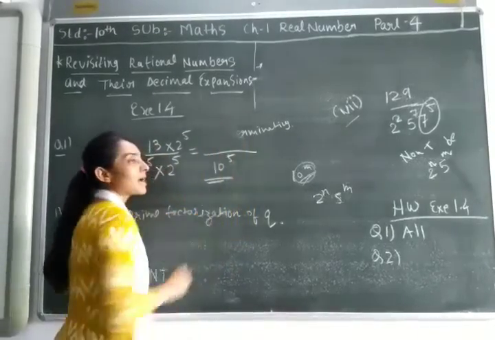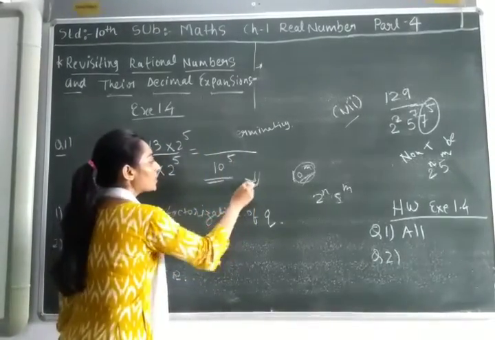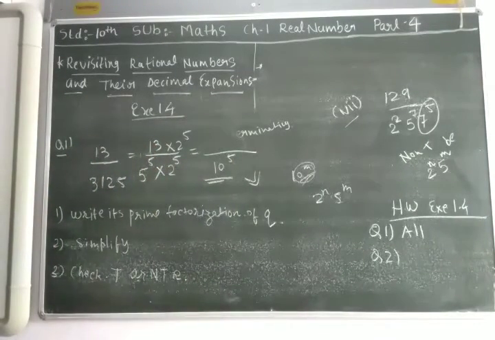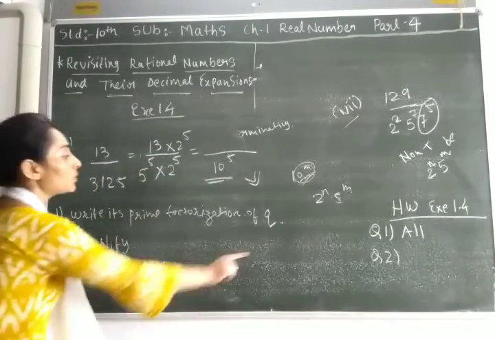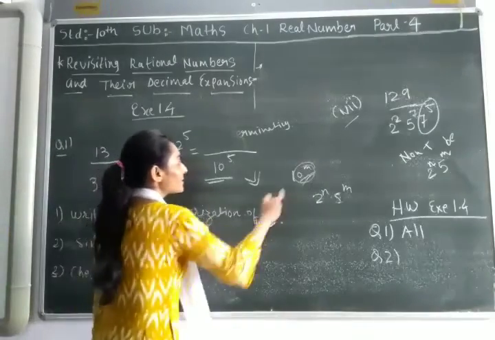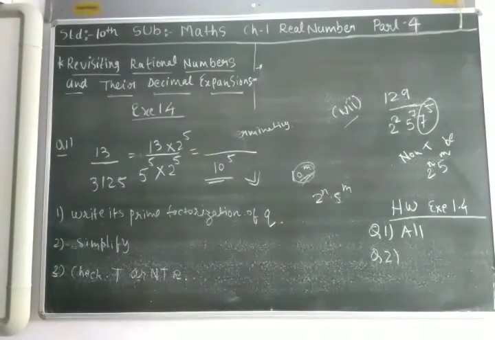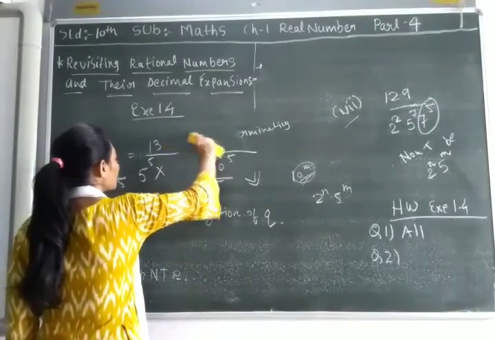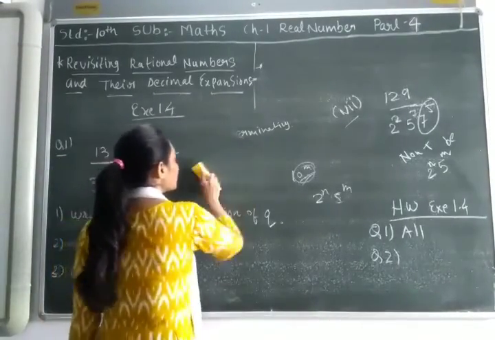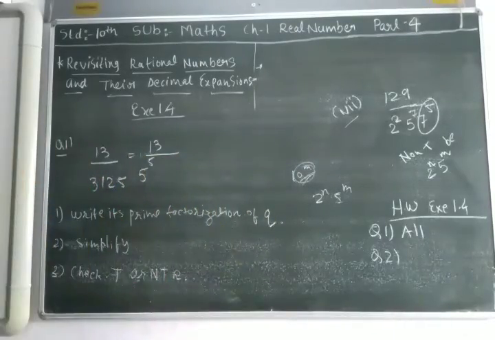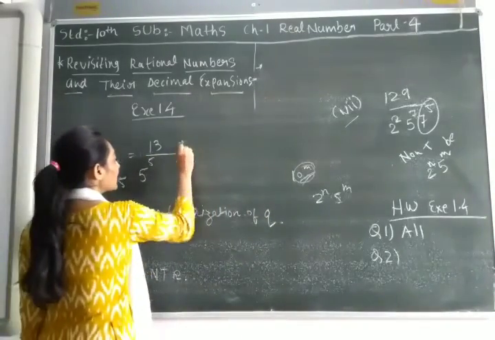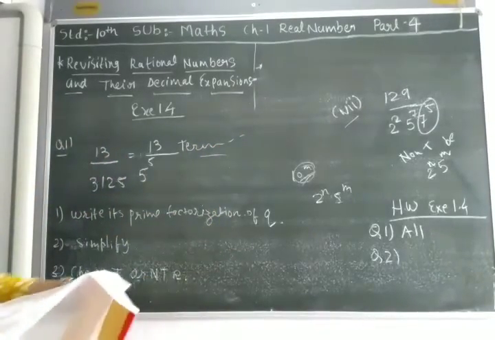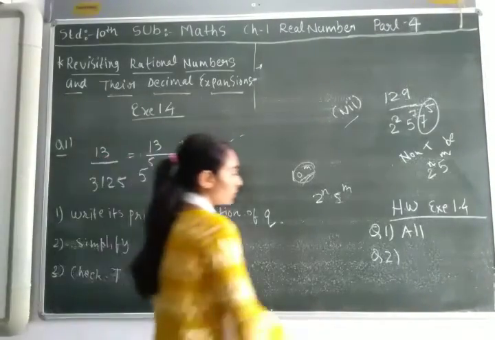Now multiply these things, and whatever answer comes, you have to put a decimal point. That is its decimal expansion. So in question number 2, you have to solve this way. In the first question there is no need to write these things. After the prime factorization, we can directly say it's terminating. Now question number 2 you have to solve.